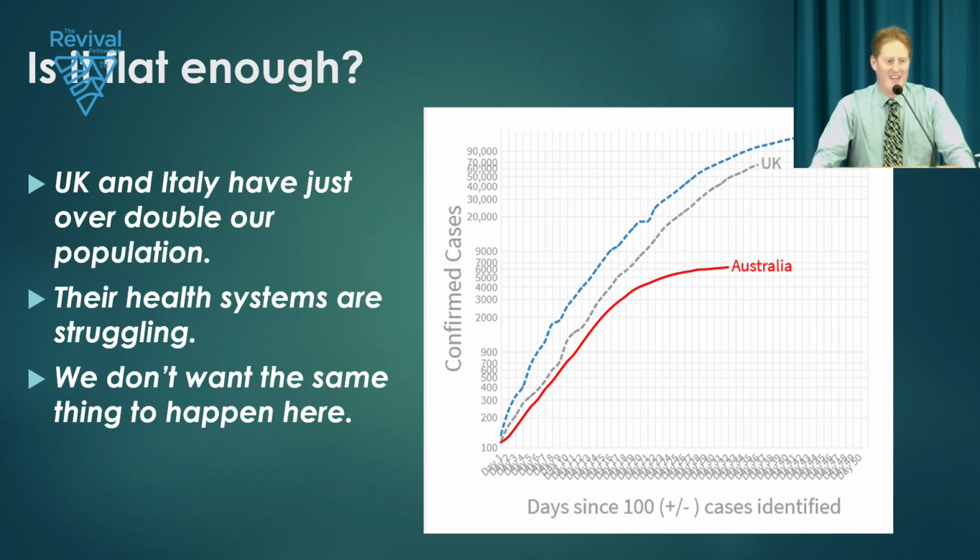First thing to look at is, is that flat enough? Well, just pulling out a couple of cases for comparison, we've got Italy and UK, which have a bit over double our population, and you can see their curve versus our curve. And remember, they've got double the population, so double the hospital capacity. And there's not a huge amount of gap between their curve and our curve. So we need to have this curve quite flat if we don't want the same thing to happen to us as has happened there.